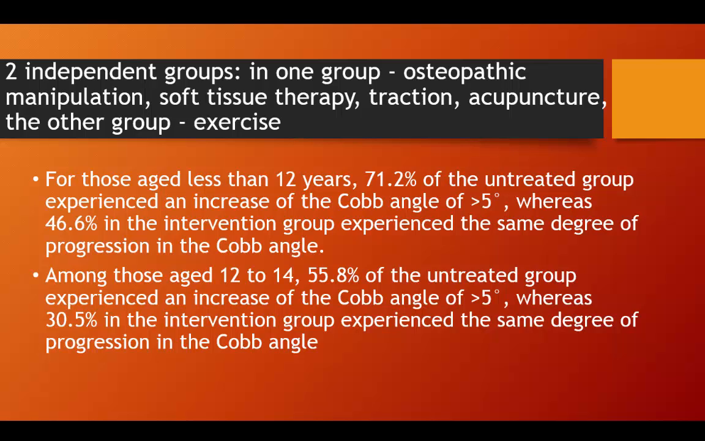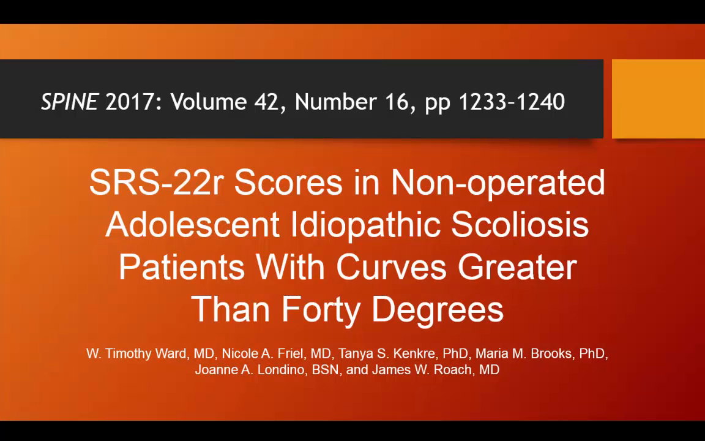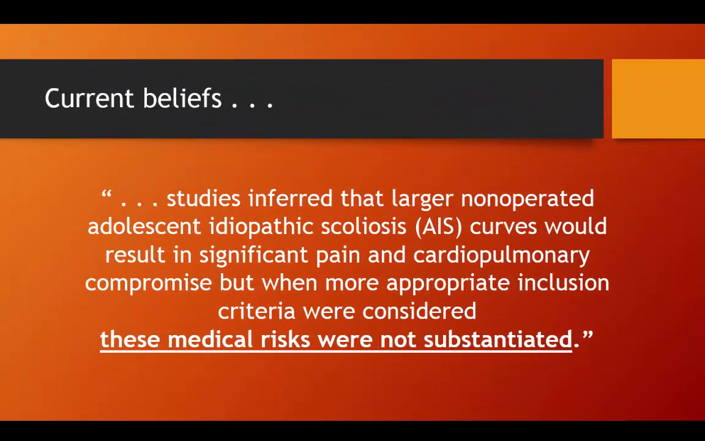Now let's look to another perspective with regard to non-surgical management of AIS. Published in Spine in 2017, the title is SRS 22R Scores in Non-Operated Adolescent Idiopathic Scoliosis Patients with Curves Greater than 40 Degrees. This study questions current beliefs, summarized as, quote, studies inferred that larger non-operated adolescent idiopathic scoliosis curves would result in significant pain and cardiopulmonary compromise, but when more appropriate inclusion criteria were considered, these medical risks were not substantiated, unquote.